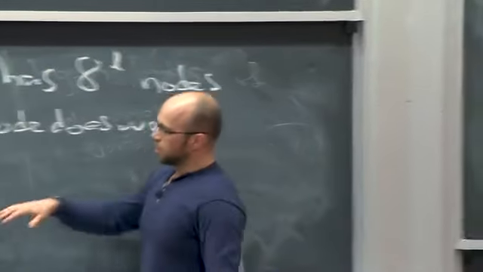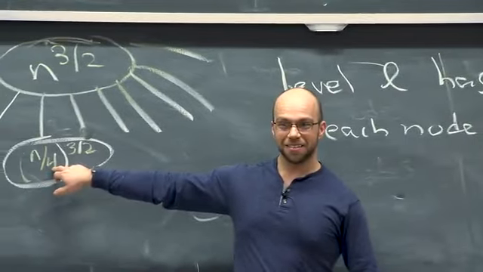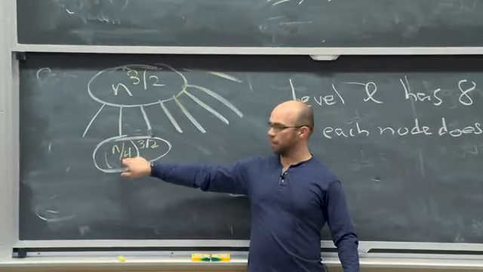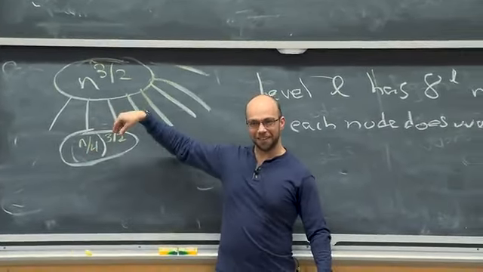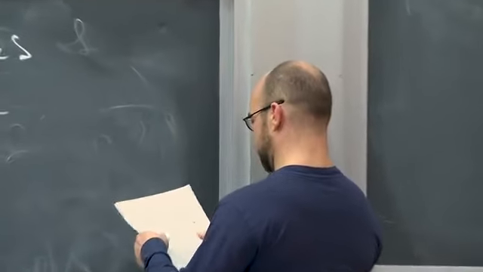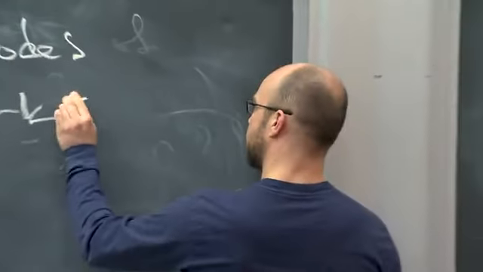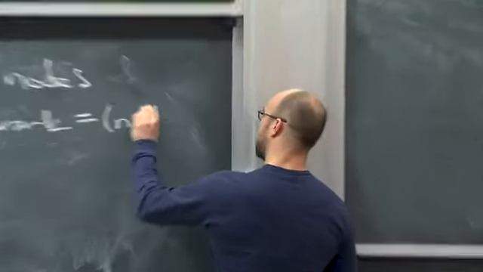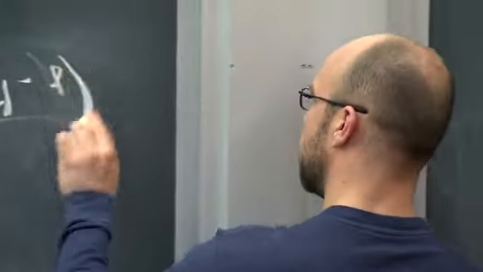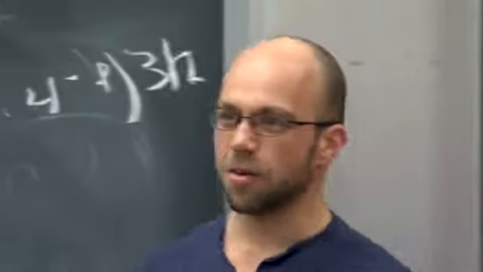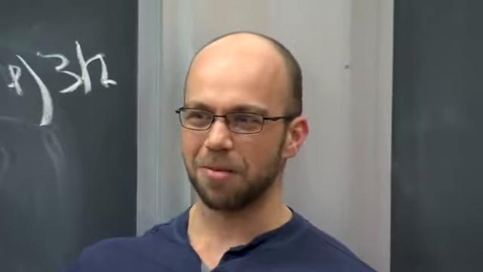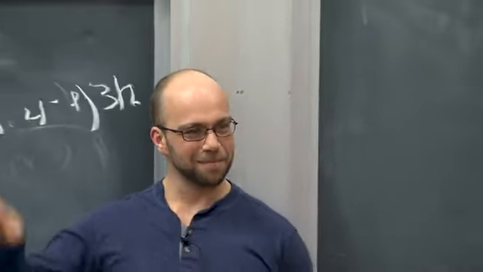Well, in each level, I divide by 4, right? So it's going to look like n times (1/4)^L, to the 3/2, right? So that's n times 4 to the minus L. That's fancy notation for (1/4)^L to the 3/2. Notice that this is exactly the same pattern as the previous problem. I'm just plugging in some different constants.